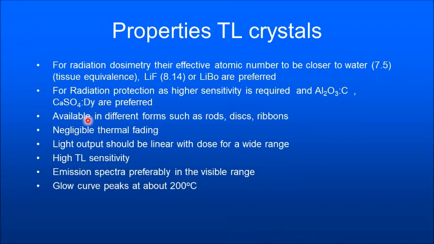These are available in different forms. You can get TLD rods, discs, or ribbon. The thermal fading has to be negligible. Light output should be linear with dose for a wide range of dose. It should have high thermoluminescent sensitivity. The light emission should be preferably in the visible region. The glow curve usually peaks at about 200 degrees centigrade.